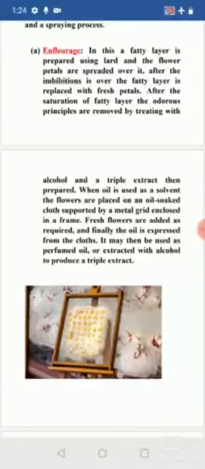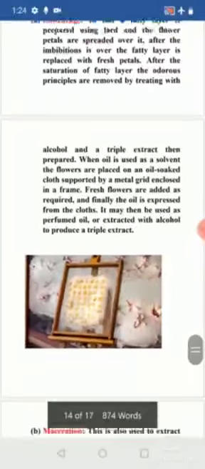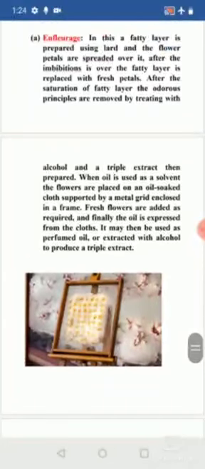Once it has been saturated with the volatile oil, you are going to remove the exhausted petals and replace them with fresh petals. Once these petals are exhausted, again you are going to take out the exhausted petals and replace them with fresh petals. Once the saturation has been done, you are going to remove the volatile oil by adding the alcohol, and that is known as the triple extract.